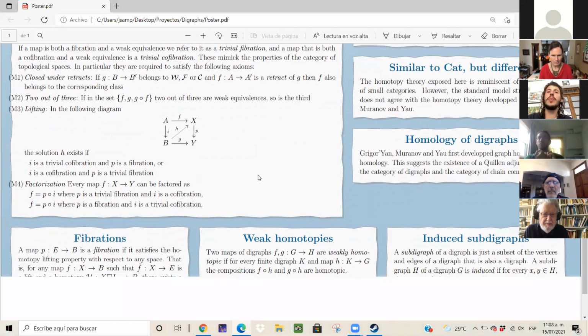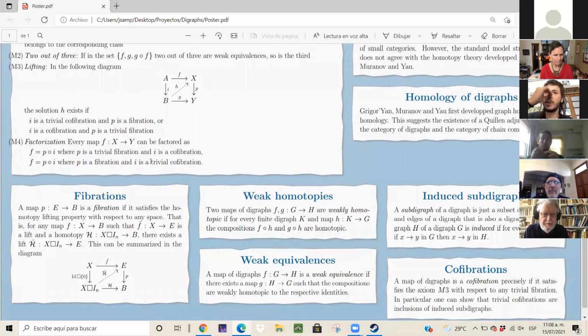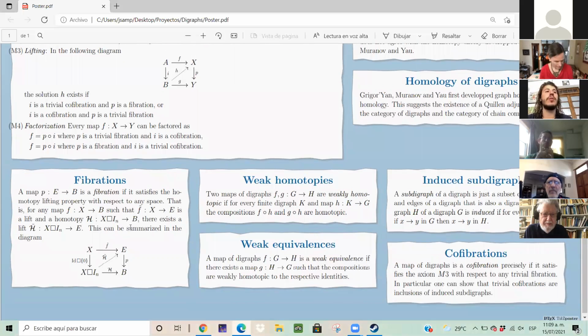So the model structure we are proposing is one that follows closely the approach in classical homotopy theory, where the fibrations are maps that satisfy the homotopy lifting property for any space. For anyone familiar with classical algebraic topology, this is very similar to a Hurewicz fibration. So basically, every time we have a lift of a map, we can always lift a homotopy, as in the following diagram. We also need the concept of weak equivalences, and that comes from the concept of weak homotopies. Two digraph maps are weakly homotopic if for every finite digraph map h from K to G, the compositions are homotopic.